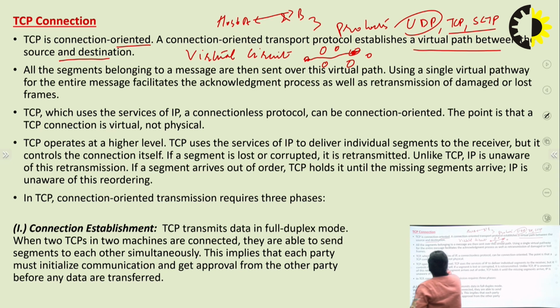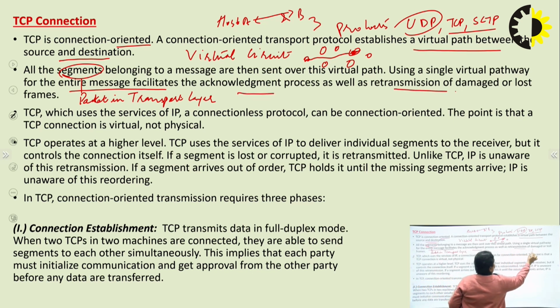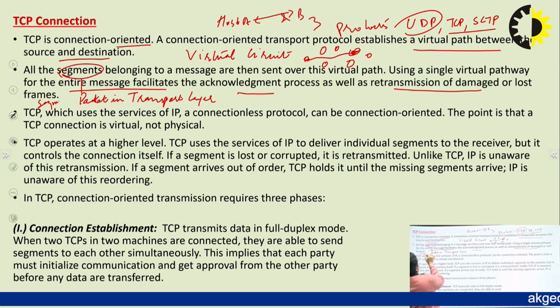Now, all the segments. What are segments? Segment is a packet in transport layer. In transport layer, a packet is known as segment. So all the segments belonging to a message are then sent over this virtual path. Using a single virtual path for the entire message facilitates the acknowledgement process as well as the retransmission of damaged or lost frames, or we can say lost segments.